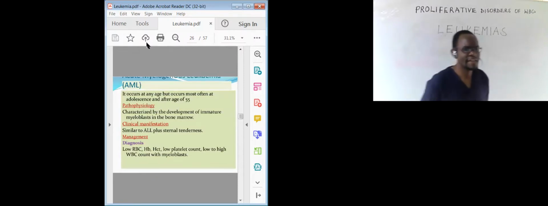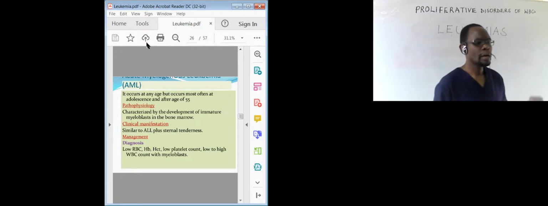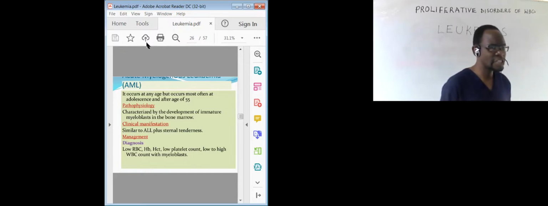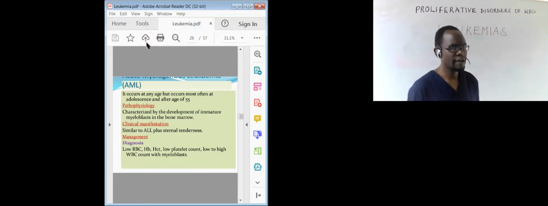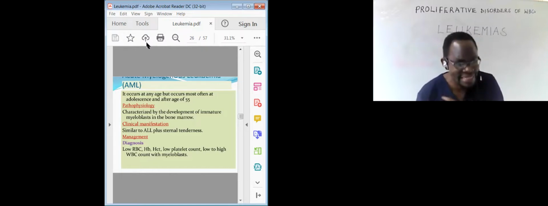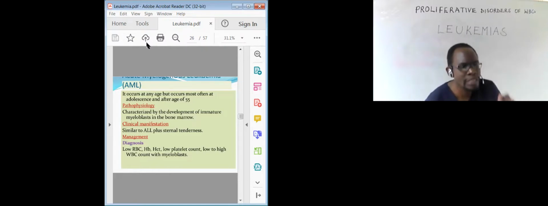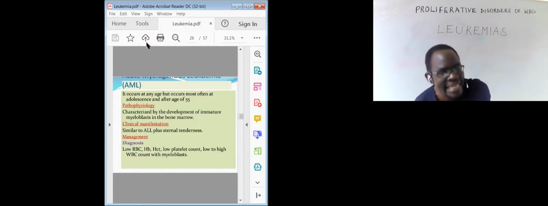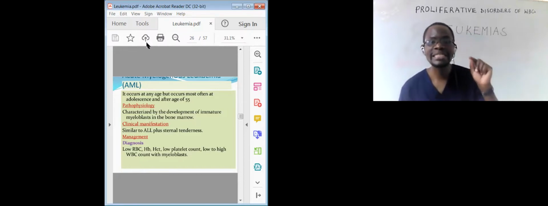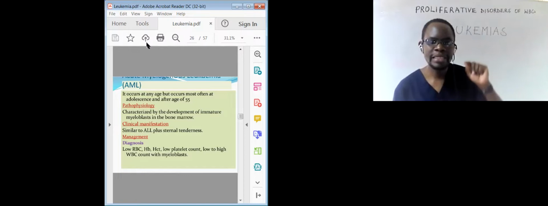Now, the other type of leukemia is what we call acute myeloblastic leukemia, or acute myelogenous leukemia. This one usually occurs at any age, but most often in adolescents and after the age of 55. It is basically characterized by development of immature myeloblasts. That is why it is called acute myeloblastic leukemia, because it is still in the blastic stage. So that is why it is referred to as acute.